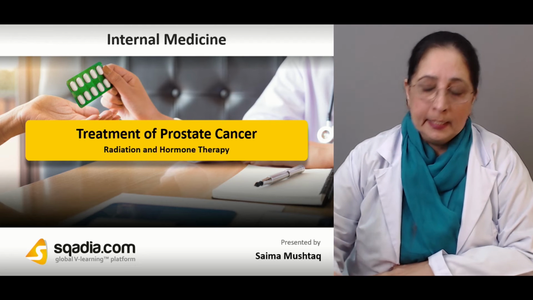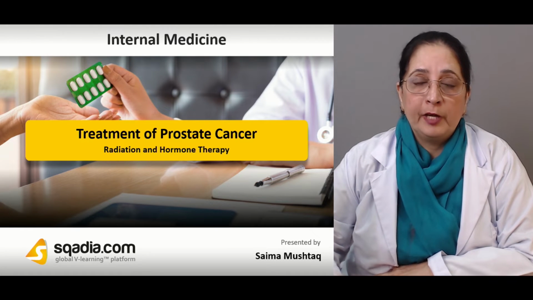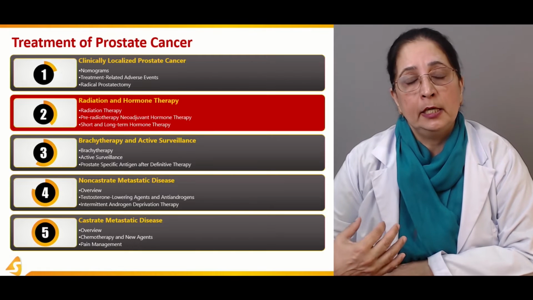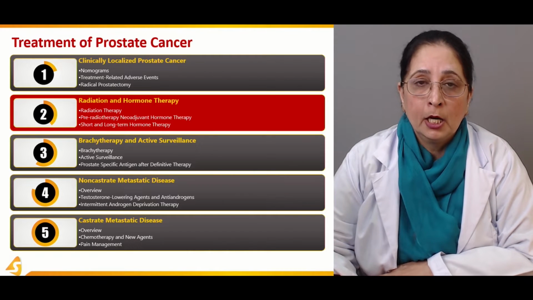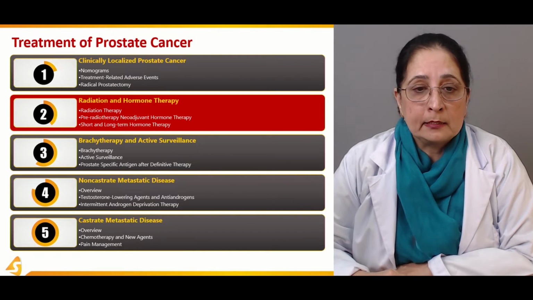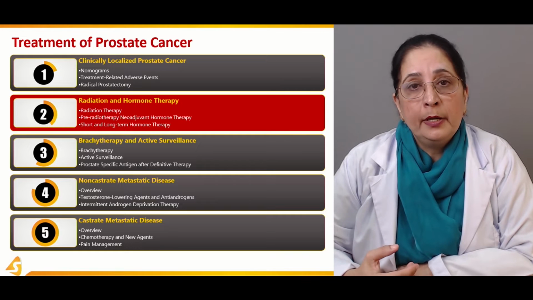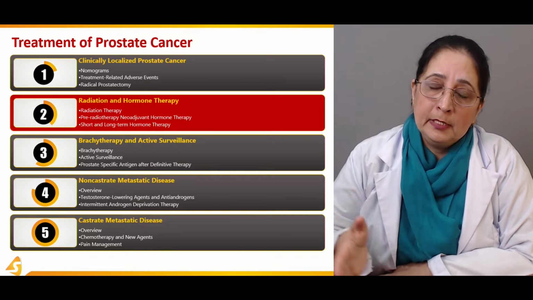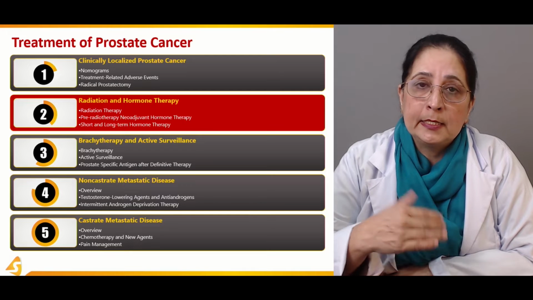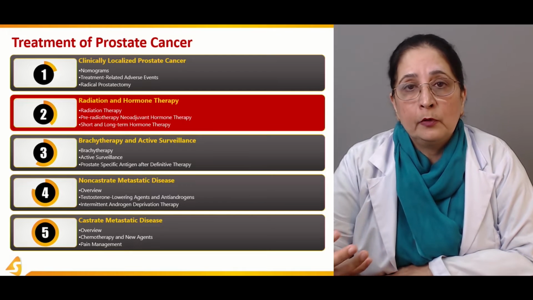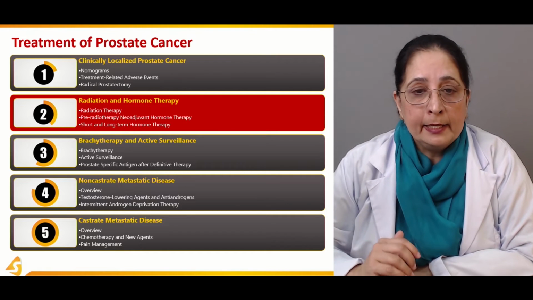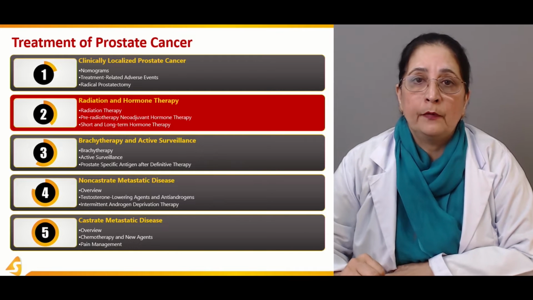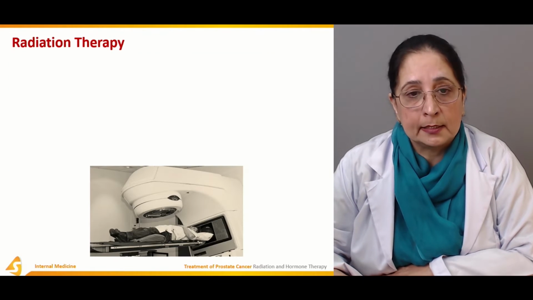Let's begin with the second section of treatment of prostate cancer, and in this section we will discuss the radiation therapy used for prostate cancer, pre-radiotherapy neoadjuvant hormone therapy. Pre-radiotherapy means before the radiotherapy is given, what type of hormone therapy can be used, and then also the short and long-term hormone therapy for the treatment of prostate cancer.